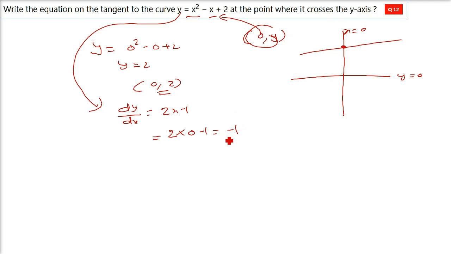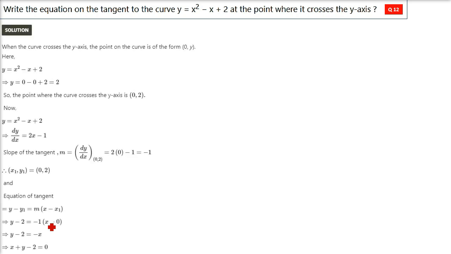Now formulate the equation. It is going to be y minus y1 equal to m(x minus x1). That is what we have been doing up till now. And this is the standard equation. Negative 1 is the slope, 0 and 2 are x1 and y1. So the final equation will be x plus y minus 2 equals 0. So this is the reference solution you can follow.